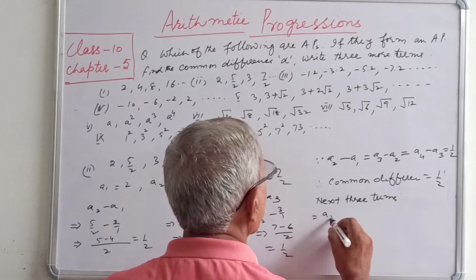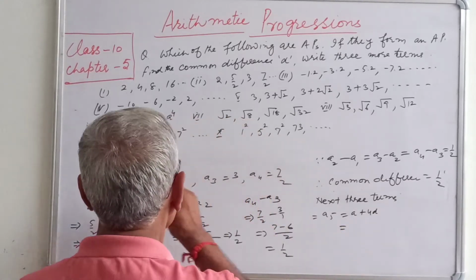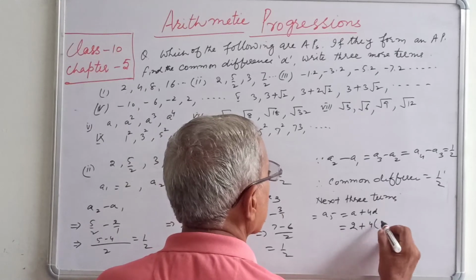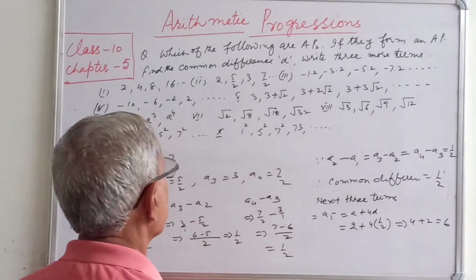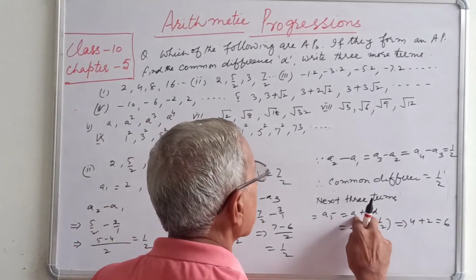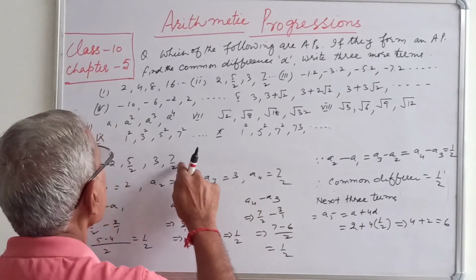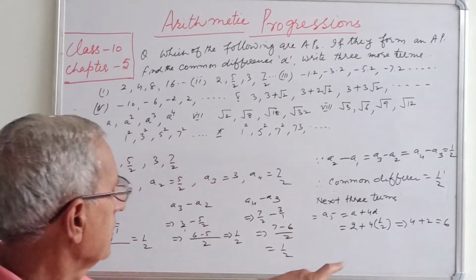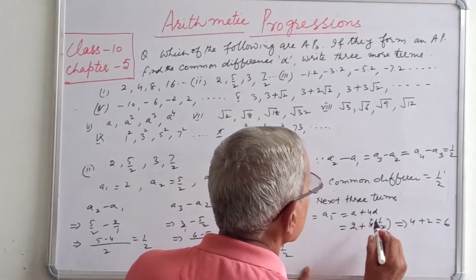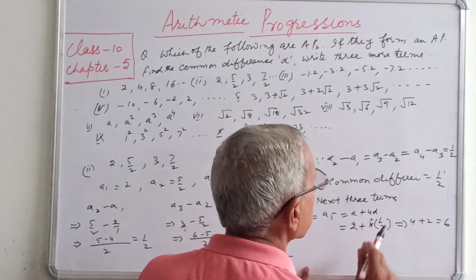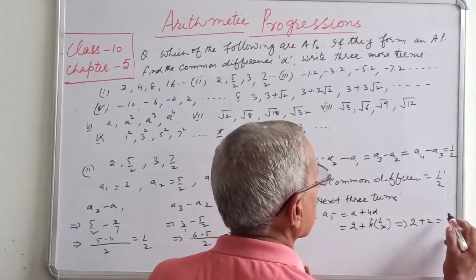That is, A5 will be equal to A plus 4D. So A here is 2 and D is 1 upon 2, that will be 4 into 1 upon 2, the 2 cancels, giving 2. So 2 plus 2, this was mistakenly written as 4. So 2 plus 2 is equal to 4. So this will be the fifth term.